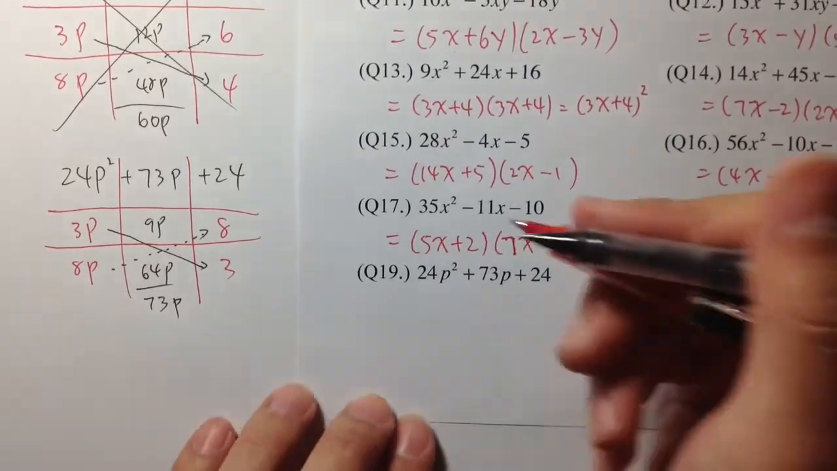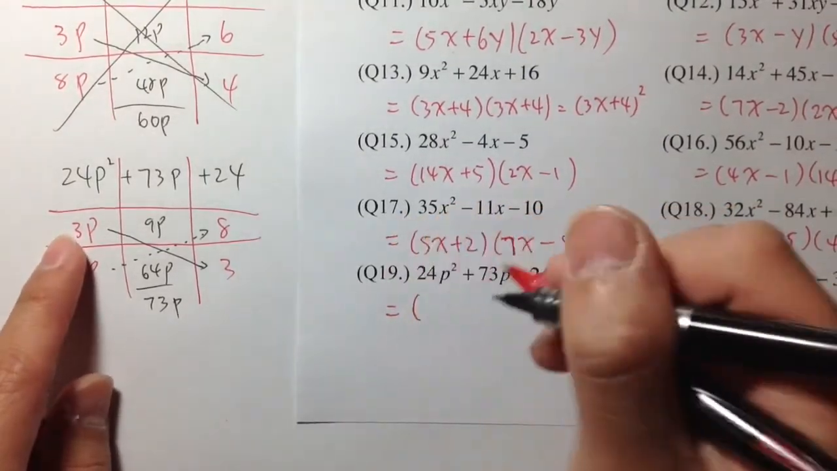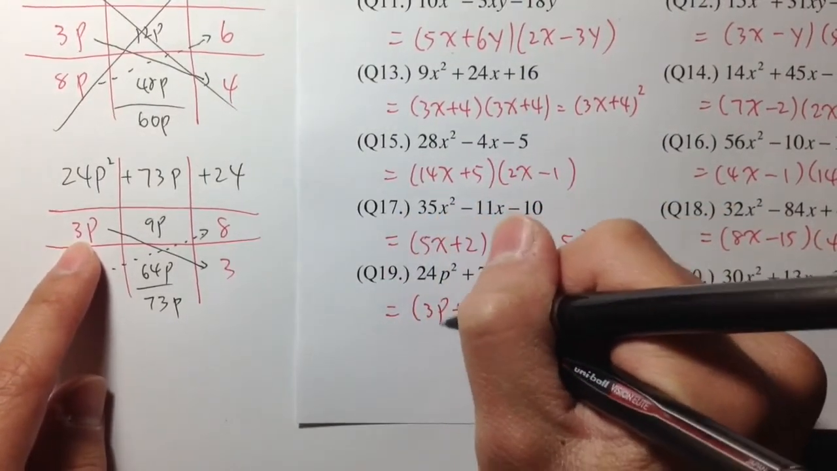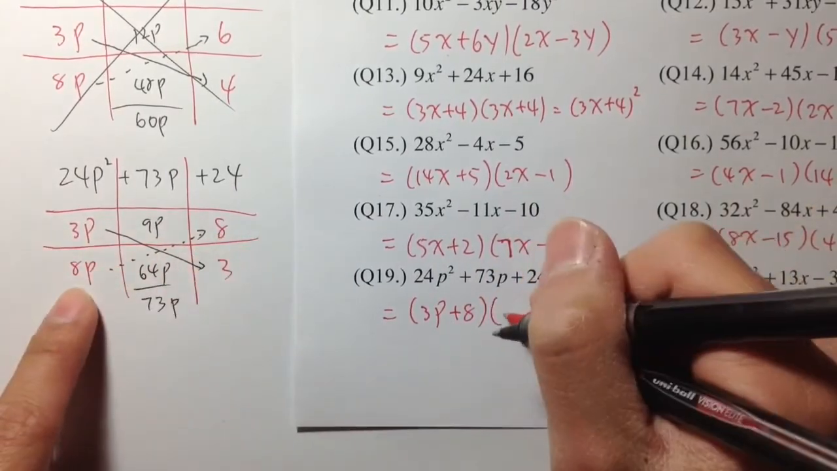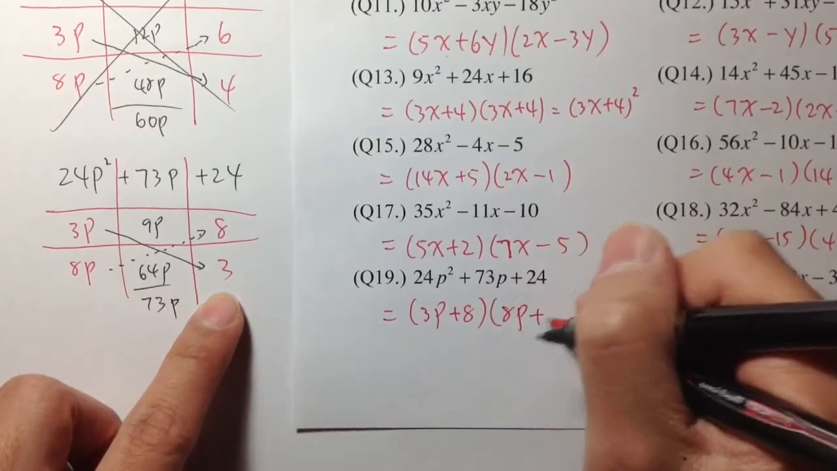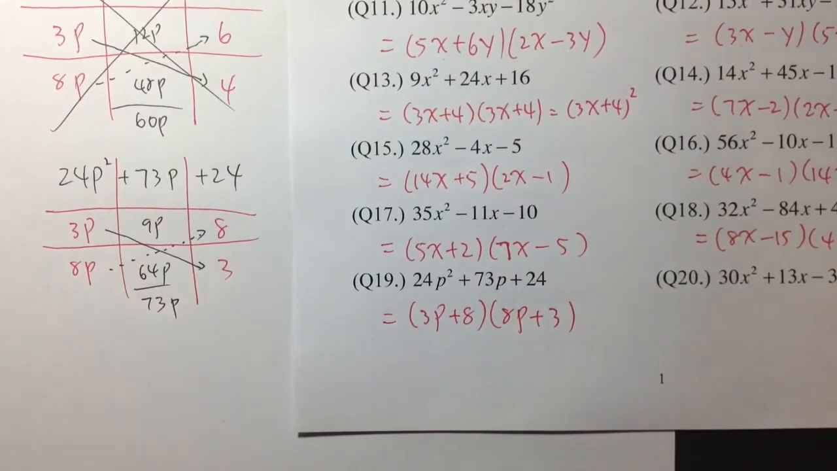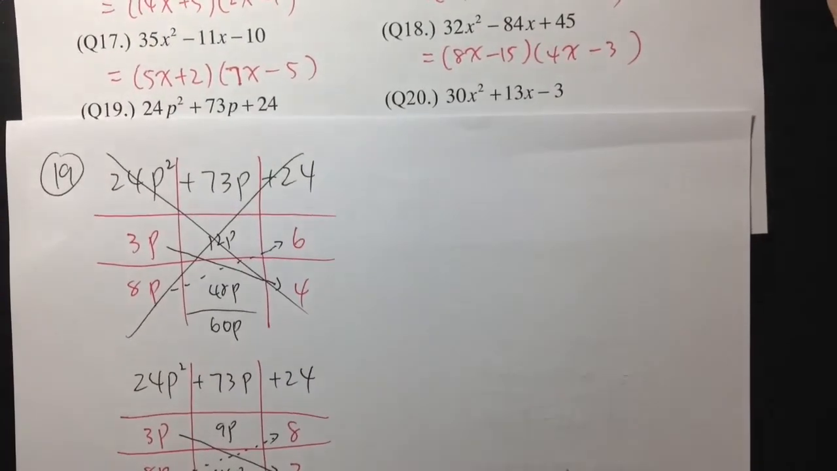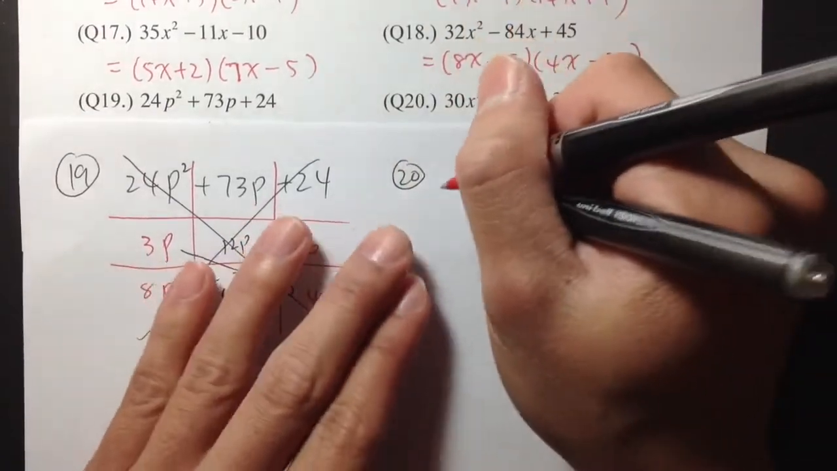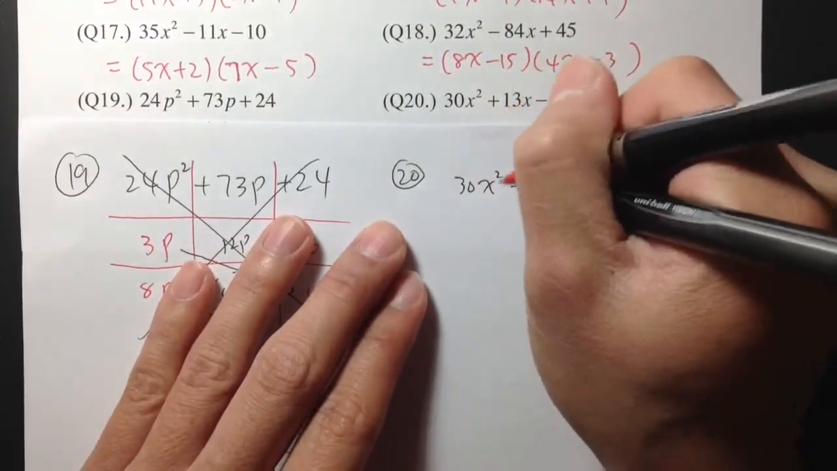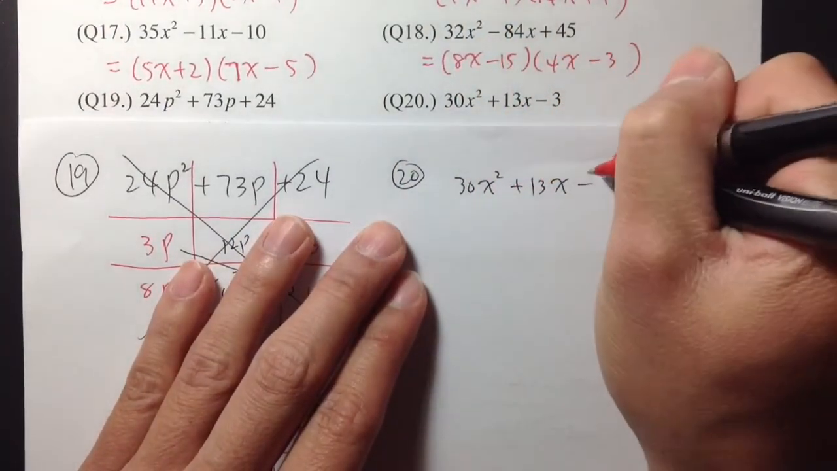Number 19. Let me just write it down here. We have 3p plus 8 times 8p plus 3. Okay? And then next one, number 20. 30x squared plus 13x minus 3.